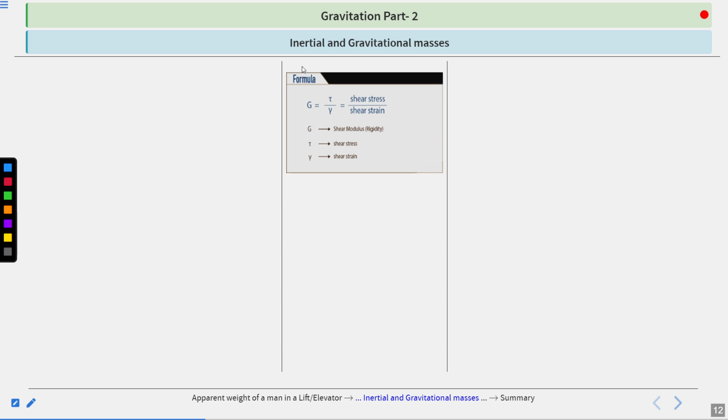Now, we have to talk about inertial and gravitational mass. So the first kind of mass that we have to talk about is inertial mass. Inertial mass is the mass of a material body which measures its inertia. Okay, that's why it is known as inertial mass.